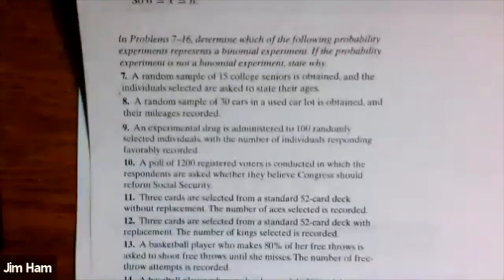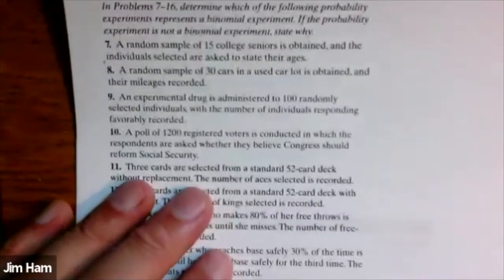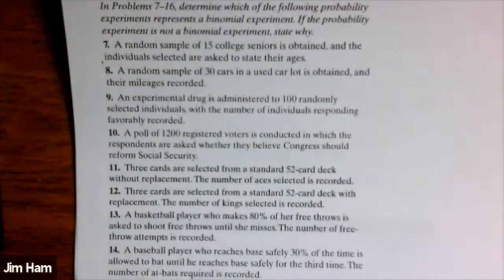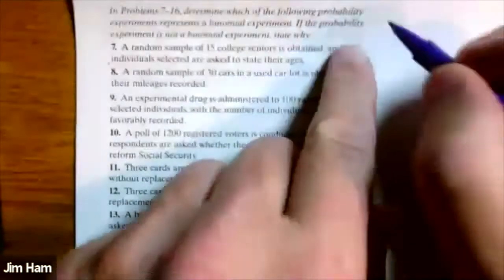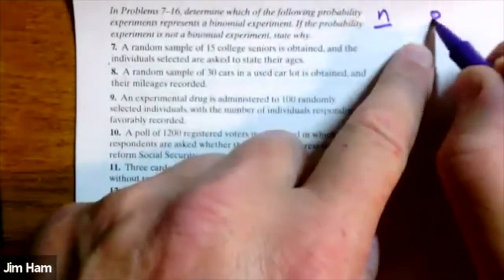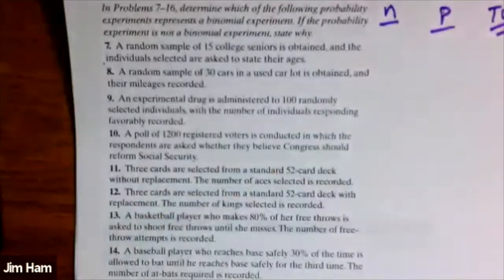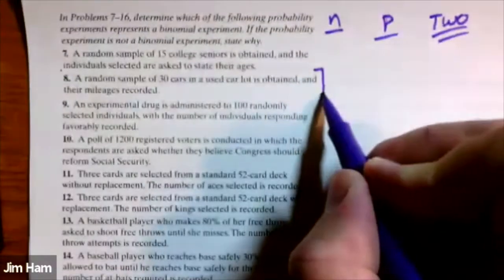So let's take a look at these. There's just a bunch of them. And notice that all you're asked to do here is to determine, is it a binomial experiment or not? So can you identify n, and can you identify p, and are there 2 outcomes? So let's take a look at number 8.